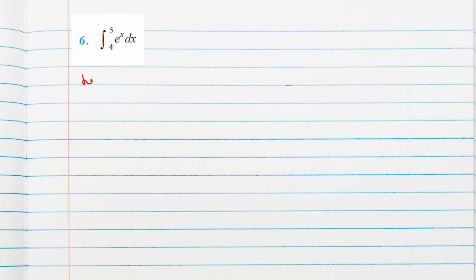Question number 6. Let I be the integral from 4 to 5 of e power x dx. This is the only function which has the same derivative and the same integral. So e power x integral will be e power x between the limits 4 to 5. Then we'll substitute the upper limit first, e power 5, then e power 4.